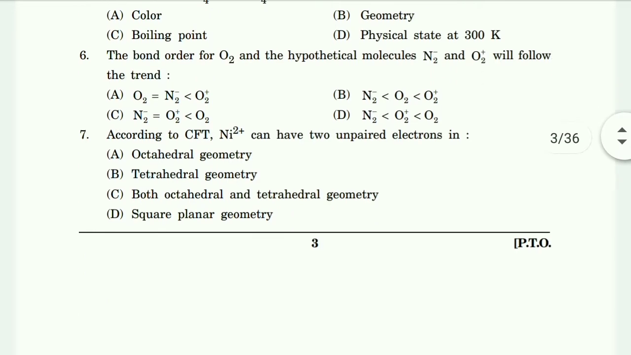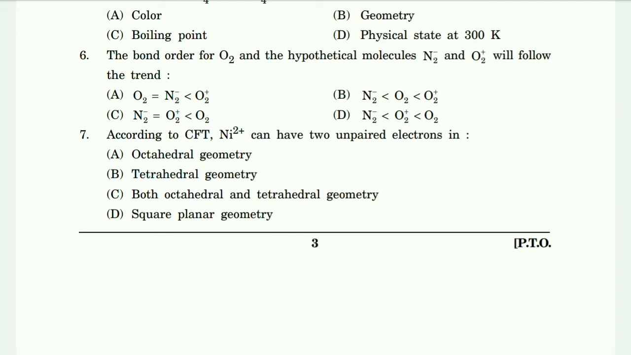Now question number 7. According to CFT, nickel plus 2 can have 2 unpaired electrons in. You just have to arrange the electrons of nickel plus 2. Nickel plus 2 has a d8 system, that is 8 electrons present in the d orbital. So let's arrange these 8 electrons in octahedral geometry. You know that octahedral geometry has the t2g orbitals in lower energy and the eg orbitals in higher energy.